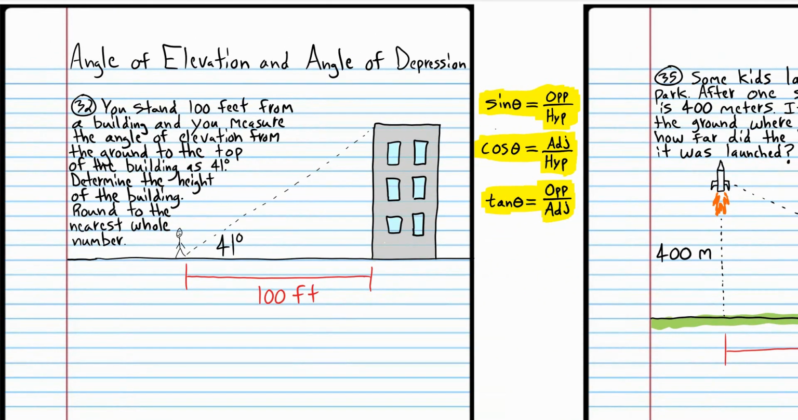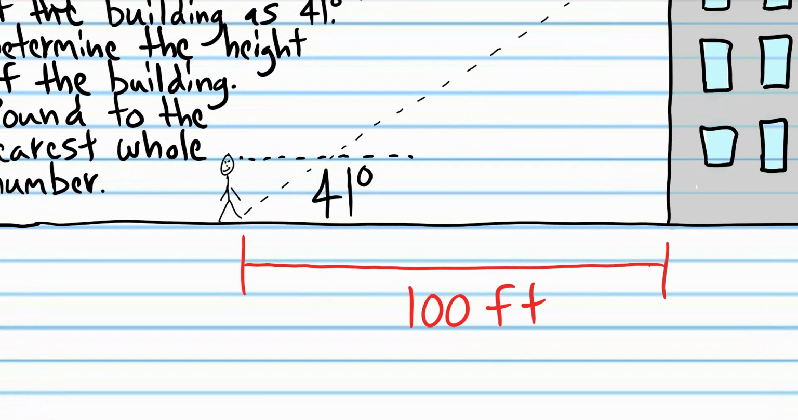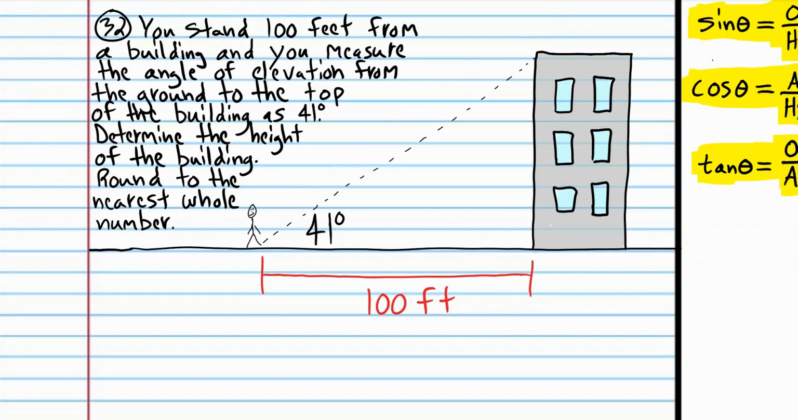So let's read this word problem. You stand 100 feet from a building and you measure the angle of elevation from the ground to the top of the building as 41 degrees. So if you're down here and you look up to the building, from the ground, the angle of elevation is 41 degrees. Now, in the previous example, we were going from your head. But if you actually do the angle of elevation from your head, that's going to complicate things. So we're just going to do the angle of elevation from the ground. So the angle of elevation from the ground is 41 degrees, and that's from where you're standing, and you're 100 feet away from the building.